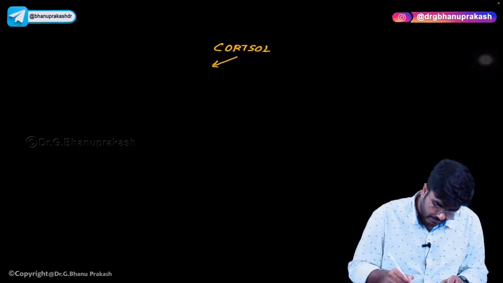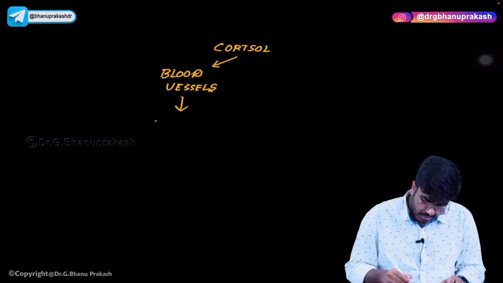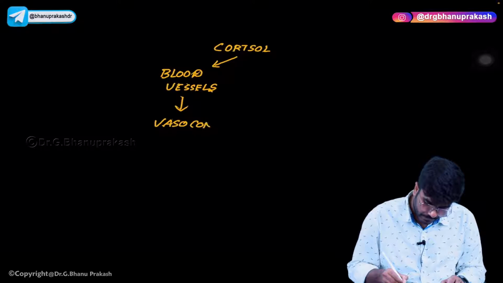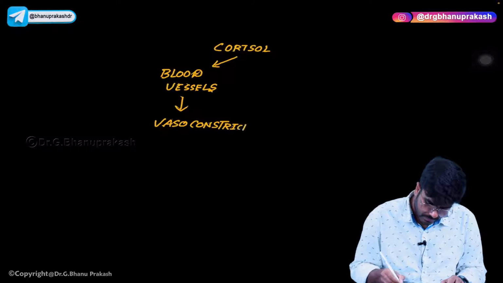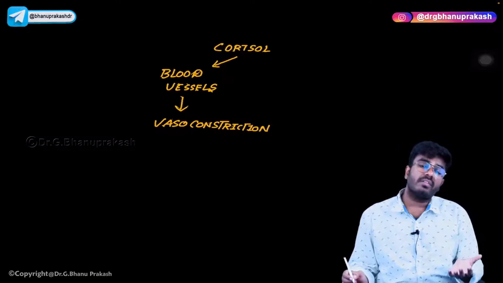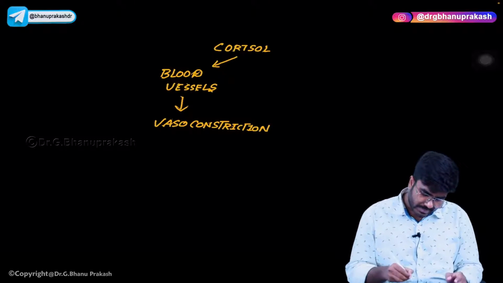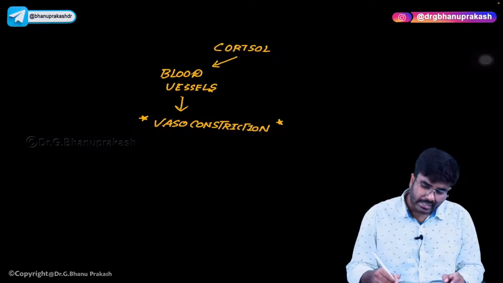If it's acting on bones, what will happen? We have seen that. Now, we will see cortisol action on blood vessels. Whenever cortisol is acting on the smooth muscle of the blood vessel, it becomes more sensitized to catecholamines, so it can easily undergo vasoconstriction.